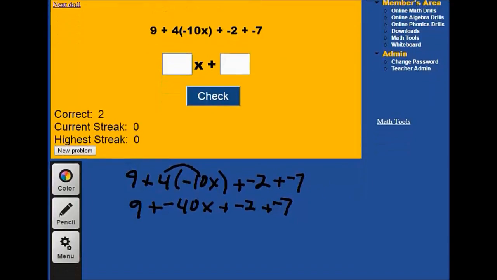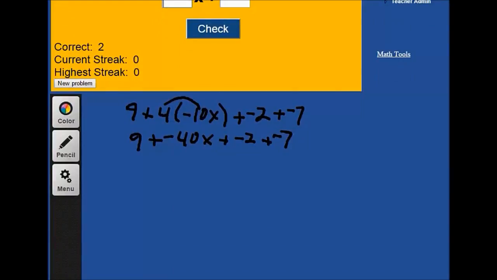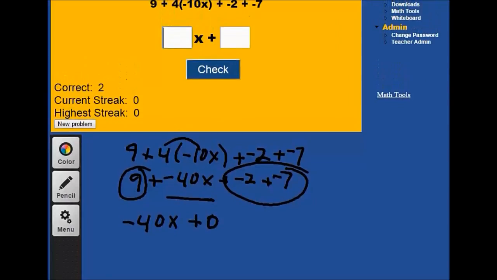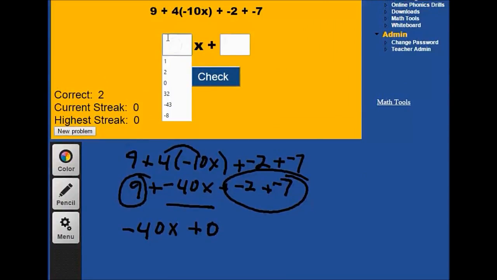Scroll down a bit. So then I just combine like terms. So I add my x's. There's nothing to add to it, so I'm just going to write it down. And then I add my 1's. In this case, 9 minus 2 is 7. Minus 7 is 0. So they're not always going to come out to 0. But in this case, they do. And if you weren't on this program, you wouldn't have to write the 0. It would just be negative 40x. But the computer needs the 0, so we're going to give it to it.